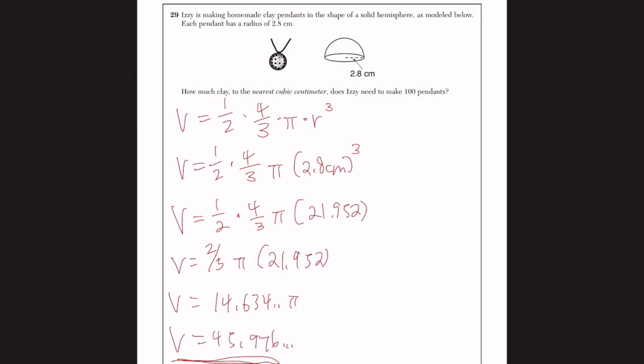And for this question, we need to find how much clay is needed to make 100 pendants. So all we need to do is just multiply that by 100. Since it says to round to the nearest cubic centimeter, the answer would be 4,598 cubic centimeters.